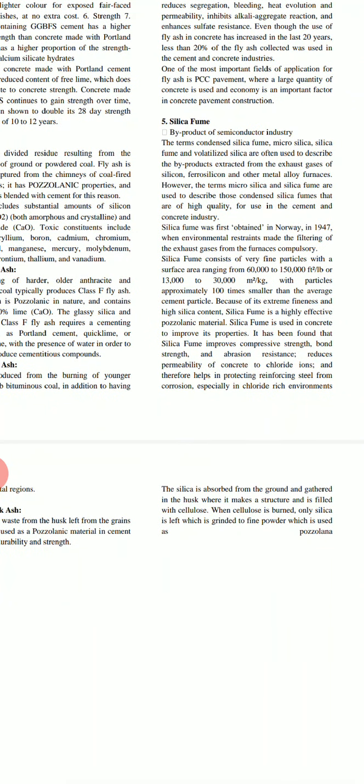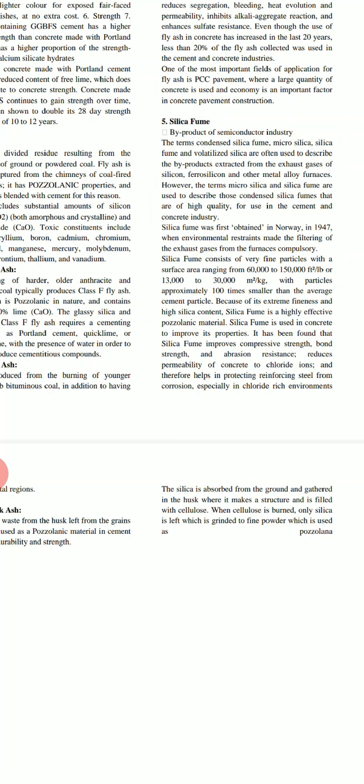Silica fume was first obtained in Norway in 1947, when environmental restraints made filtering of the exhaust gases from the furnace compulsory. Silica fume consists of very fine particles with a surface area ranging from 60,000 to 150,000 square feet per pound, or 13,000 to 30,000 square meters per kg, with particles approximately 100 times smaller than the average cement particle. Because of its extreme fineness and high silica content, silica fume can be effectively used as a pozzolanic material.